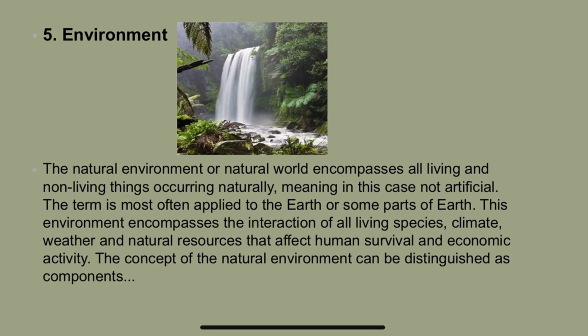So, next is the environment. The natural environment or natural world encompasses all living and non-living things occurring naturally, meaning, in this case, not artificial. The term is most often applied to the earth and some parts of earth. This environment encompasses the interaction of all living species, climate, weather, and natural resources that affect human survival and economic activity. The concept of natural environment can be distinguished as components.